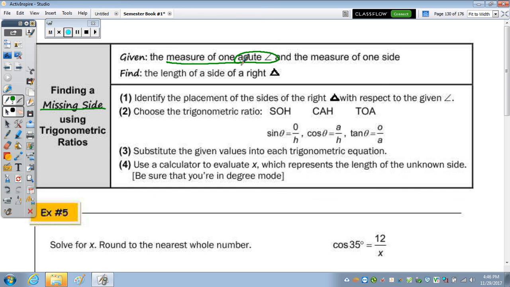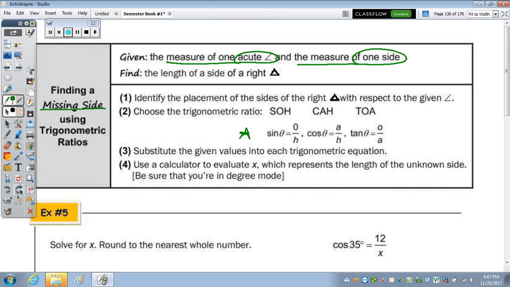And that's because in every ratio, so right here, theta is the angle where your O and H are your sides. So given two of the three values, or unknowns, you can find the other unknown. Okay? So identify the placement of your sides based on the angle that's given. Choose your ratio. Remember, SOHCAHTOA helps us remember.